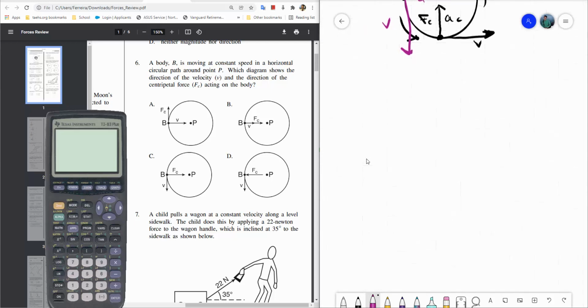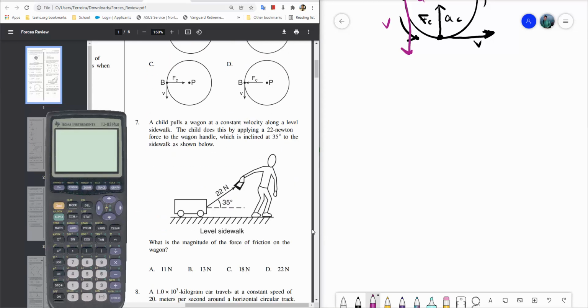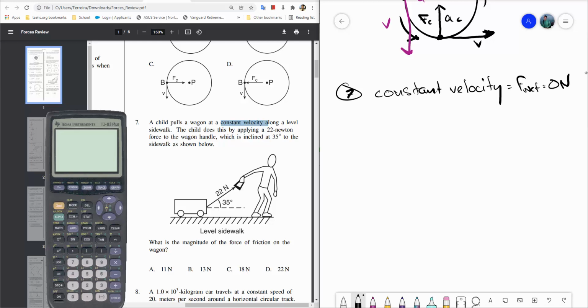So 7. A child pulls a wagon at a constant velocity along a level sidewalk. The child does this by applying a 22 newton force along the wagon handle, which is inclined at 35 degrees to the sidewalk as shown. What is the magnitude of the force of friction on the wagon? Keywords here: this thing is going at a constant velocity. Constant velocity means a lot of things, and one key thing is that F net is 0. All of the forces in the diagram cancel out.